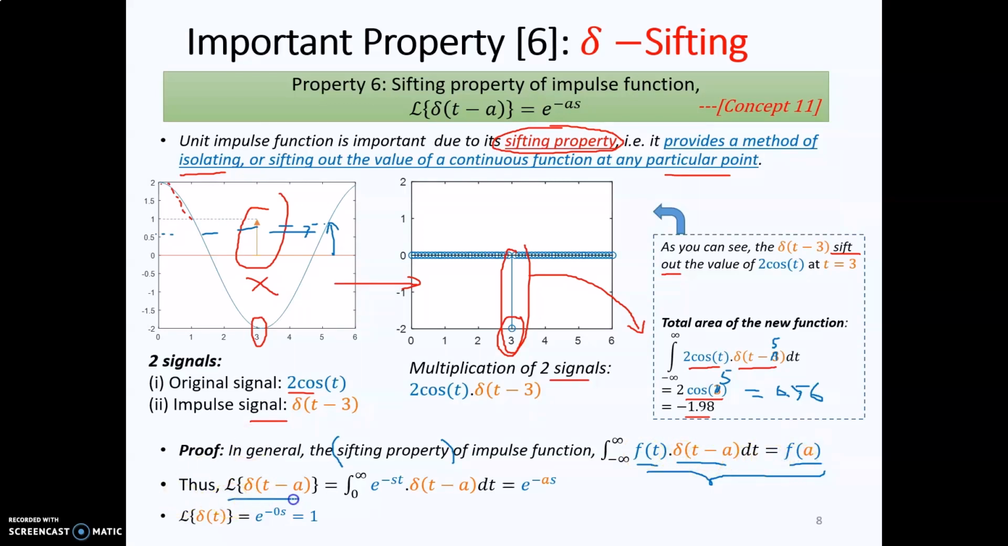So when we apply it in the Laplace transform for delta(t minus a), by using the definition, your f(t) will be equal to delta(t minus a) multiplied with exponential negative st. So the delta function here will shift out this function at t equal to a. Therefore, you obtain this result. And when your a is equal to 0, you can substitute a equal to 0 here, exponential negative 0, you obtain 1. So therefore, if you take the Laplace transform for delta, you will get 1.